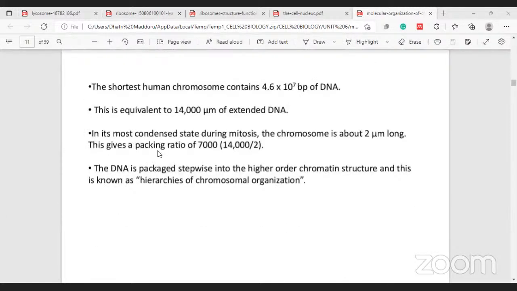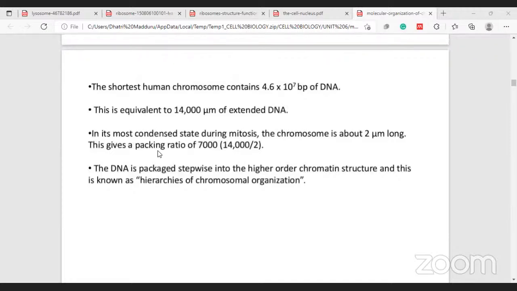The shortest human chromosome consists of 4.6 times 10 to the power 7 base pairs. This is equivalent to 14,000 micrometers of extended DNA. So that much DNA is tightly packed here. In the condensed state during mitosis, it is about 2 micrometers long. See, 14,000 micrometers is packed to 2 micrometers. That means it has decreased 7,000 times.